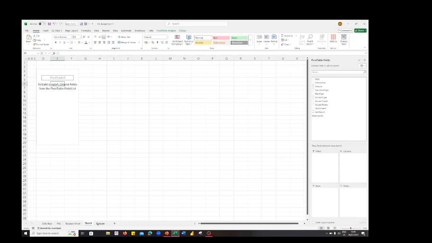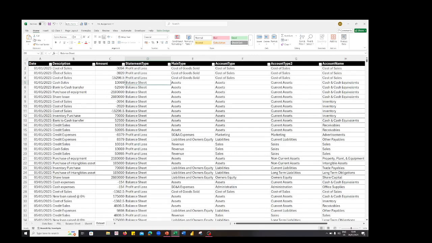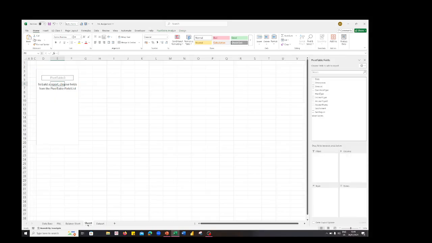If you look at the data set that we are using: date, description, amount, this is the amount. This one is used to filter your profit and loss statement and balance sheet. This is the main type. We're going to focus more on main type, account type, and account type 2 because they revolve around what we need. So let us name this sheet P and L.